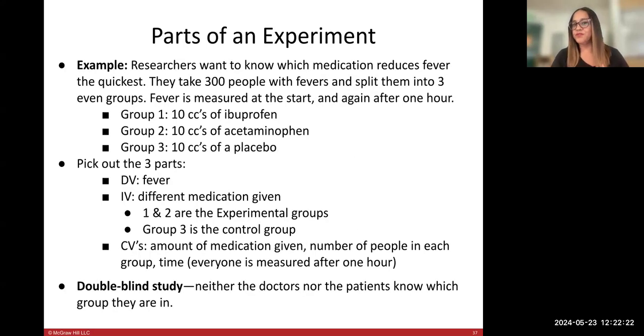So for example, researchers want to know which medication reduces fever the quickest. They take 300 people with fevers and split them into 3 even groups. Their fever is measured at the start and again after 1 hour. Group 1 gets 10 cc's of ibuprofen.